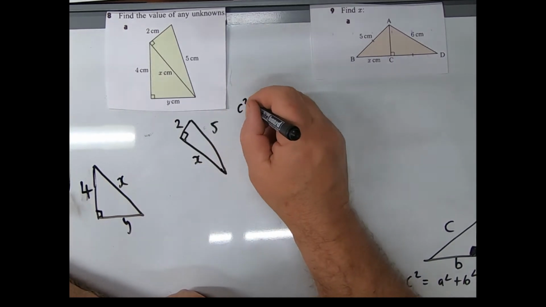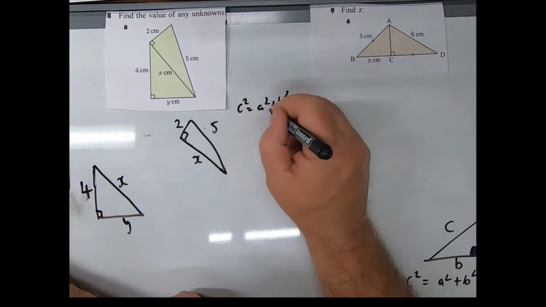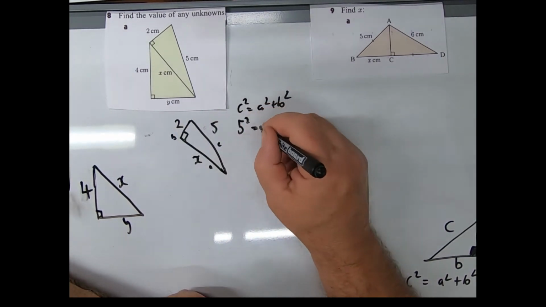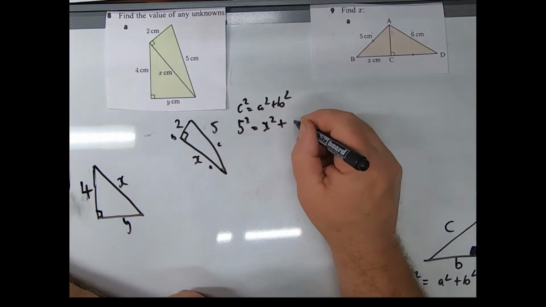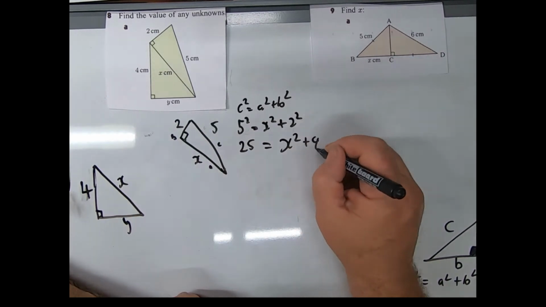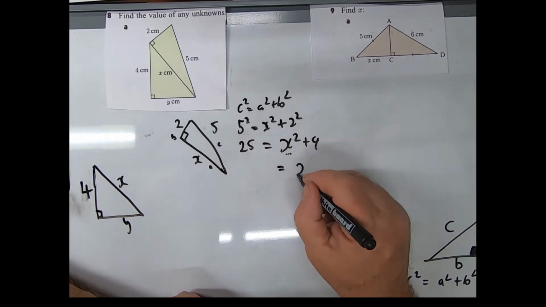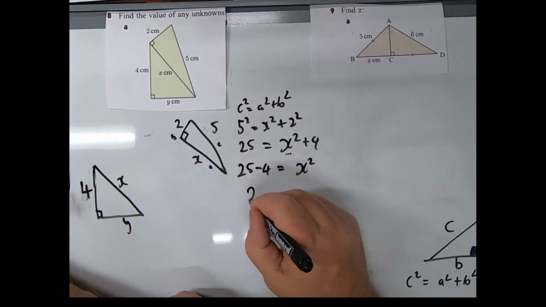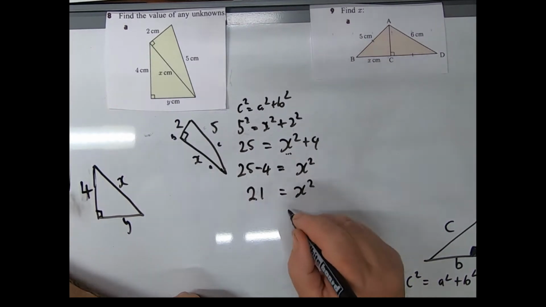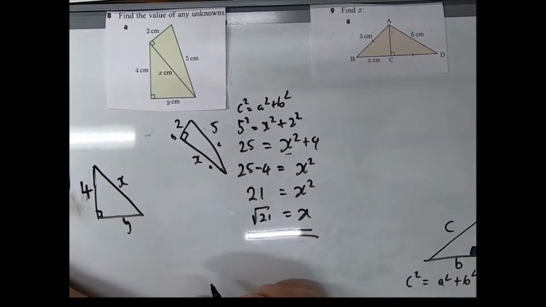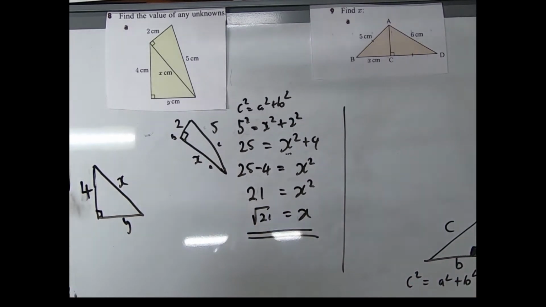So, C squared equals A squared plus B squared. C, A, B. 5 squared equals X squared plus 2 squared. 25 equals X squared plus 4. Want to get this one by itself. 25 take 4 equals 21. X equals the square root of 21. Now I'm going to stop there. Square root of 21, I could work it out as a decimal.